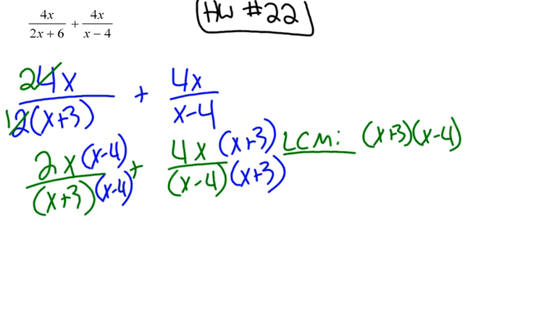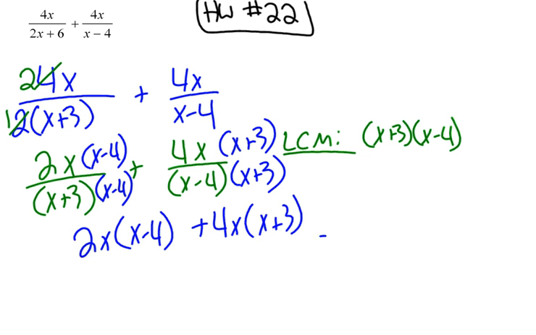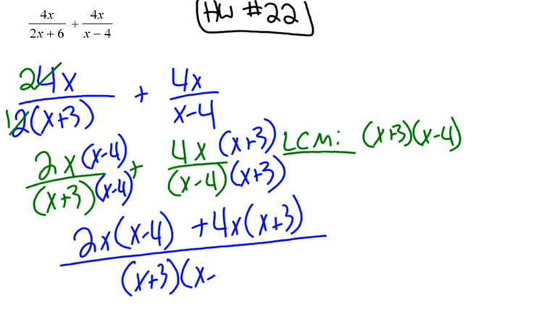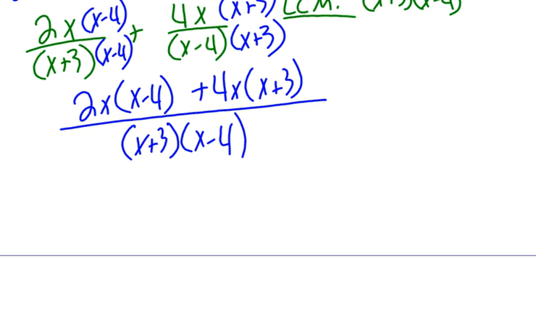This is what we have right now. 2x times x minus 4 plus 4x times x plus 3 all over our like denominator of x plus 3 times x minus 4. Let's go ahead and simplify our numerator by distributing our two factors outside the parentheses. So 2x times x gives us 2x squared minus 8x plus 4x squared plus 12x.